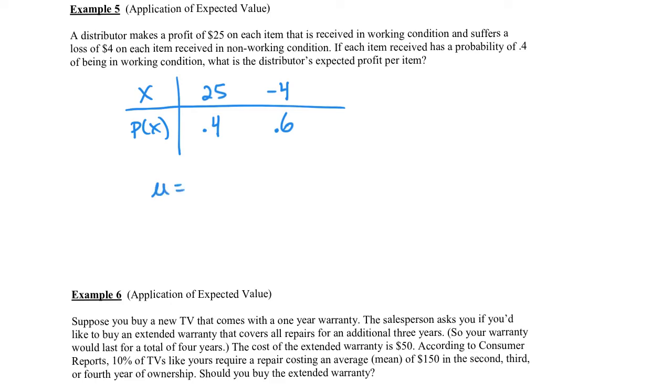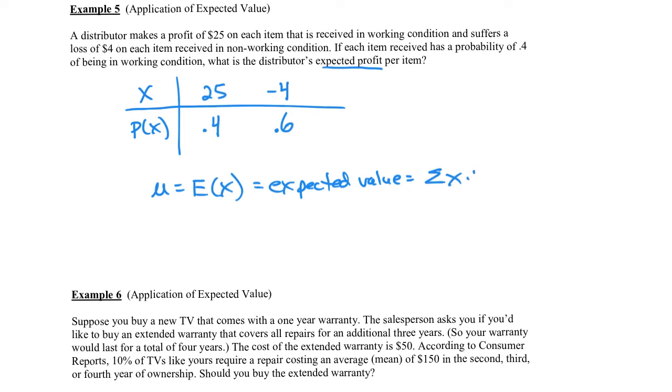So the mean of this probability distribution, or in other words, the expected value, I'm just going to write all this down. It means the same thing, expected value. Now he said expected profit, so the expected value is probably going to be positive. If it were negative, it would be expected loss.